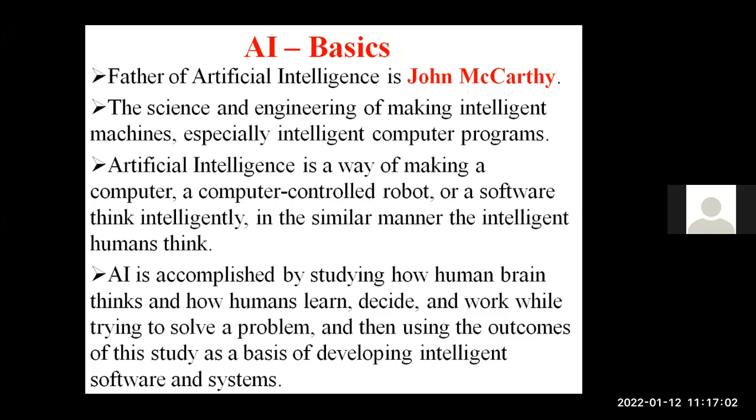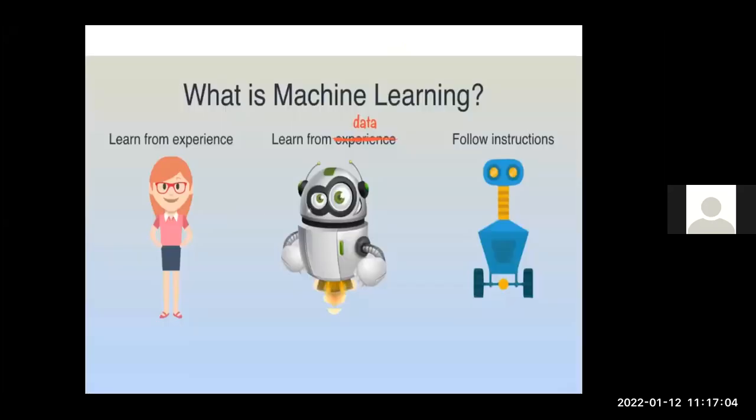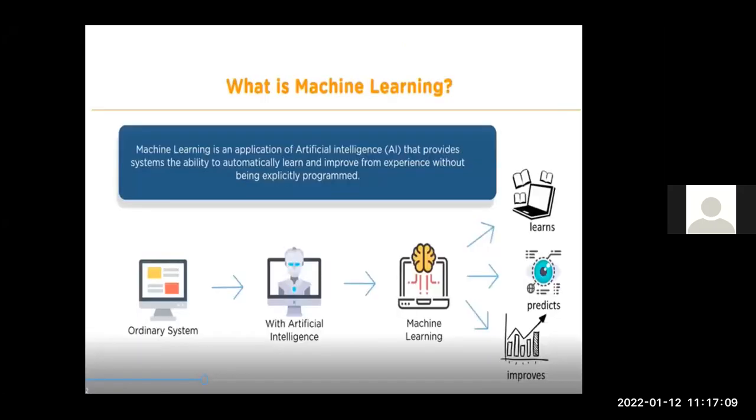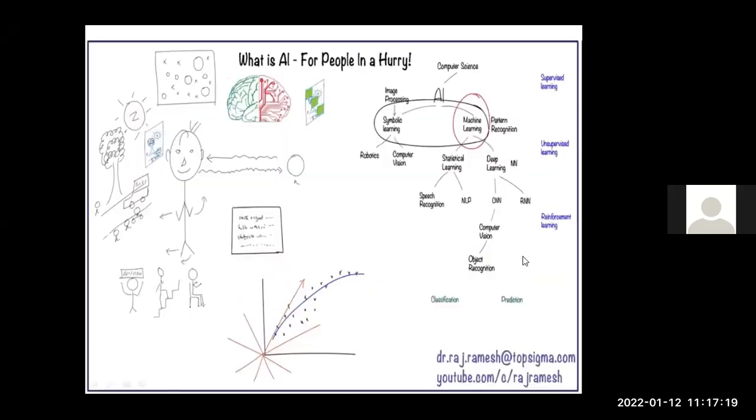Some basic definitions about AI. So these are interrelated things: human, machines, and with the new machines, what we are going to see in future, right? Whatever we say, AI or ML, it learns, it predicts, it improves. These three terms are very important.